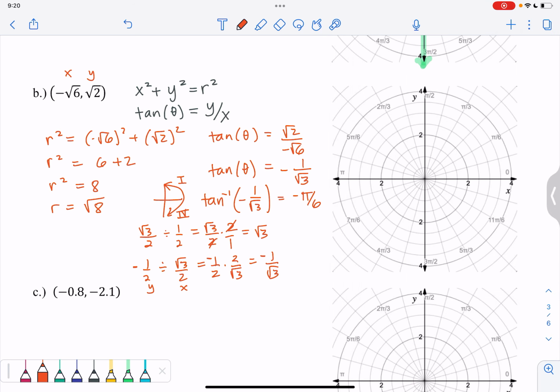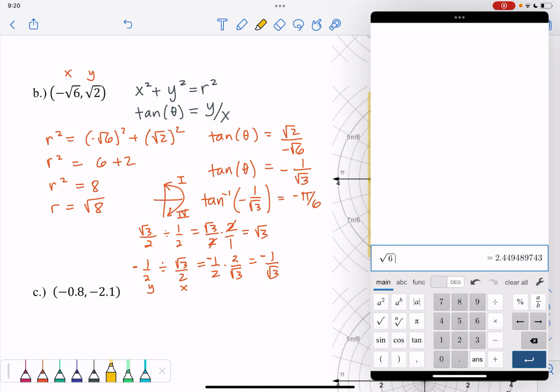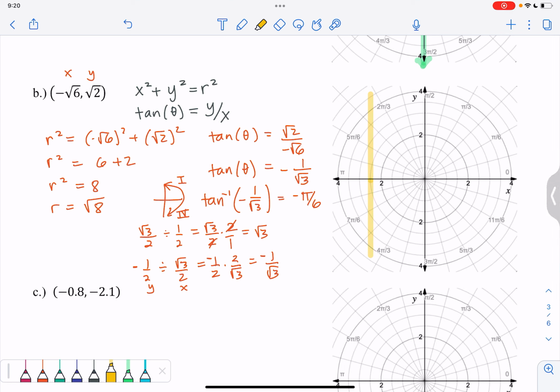Okay, so negative 2.5 is about, I'm just going to draw in a straight line up and down about where that's going to be. And then root 2 is about 1.4. Let's just make sure. Root 2 is about 1.4. So that is about here. Okay. So I'm expecting the point to be right about here. All right. And that looks to be about 5 pi over 6.